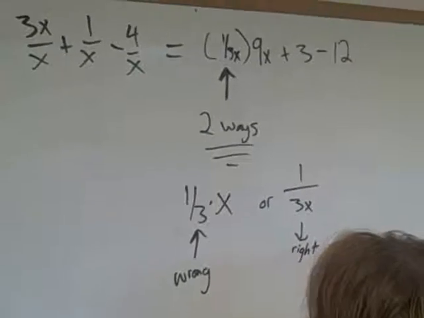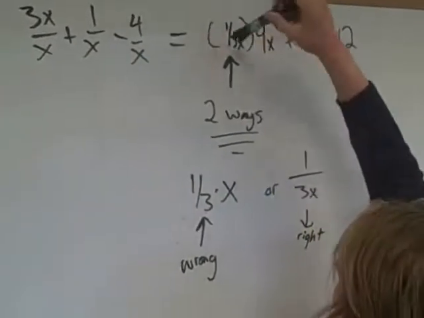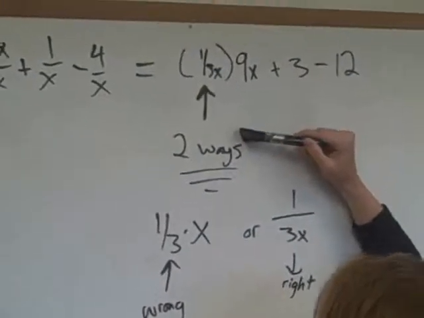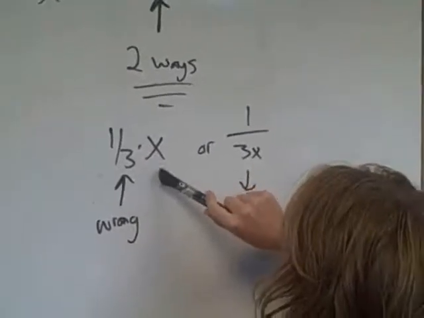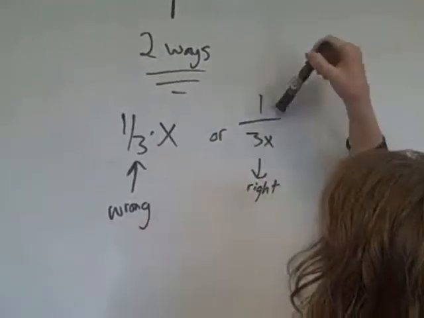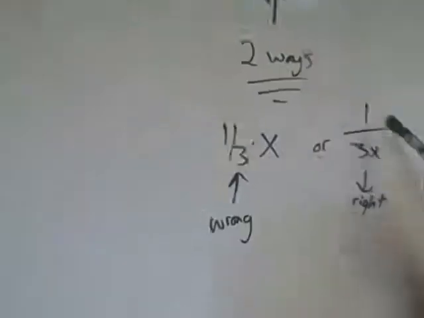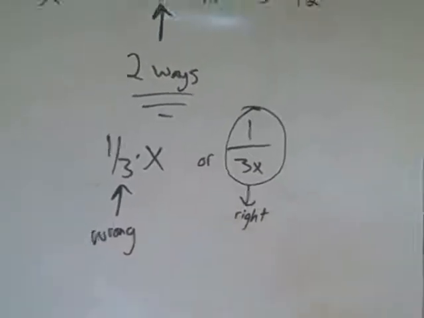Alright, this is the answer to this problem. But this 1/3 is written wrong, as in it can be taken two ways. It could either be taken as 1/3 times x, which would give you the wrong answer, or 1 over 3x, which would give you the right answer. So write it like this, because McGee says so. Yeah, that's the way McGee likes it.